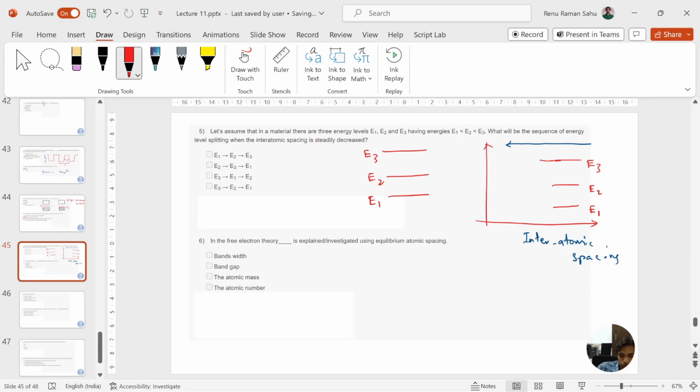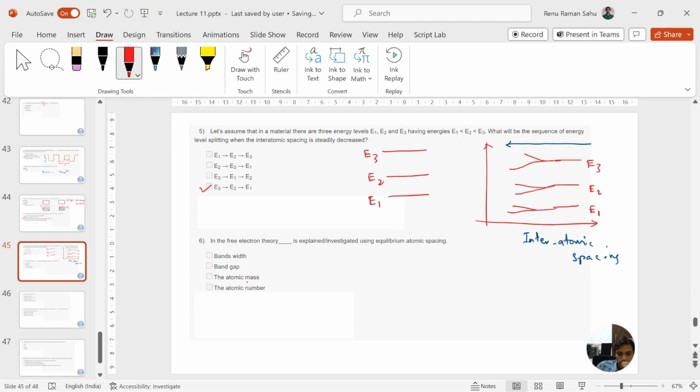E3 first. First E3 will split, then your E2 will split. Why is it happening like this? Because E3 is the outermost shell, right? It is the valence shell. They will start to overlap with each other first. So your correct answer is E3 to E2 to E1. E3, E2, E1. Okay, correct.